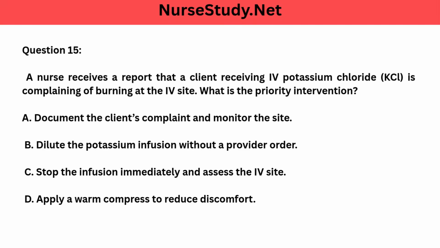Question 15. A nurse receives a report that a client receiving IV potassium chloride, KCl, is complaining of burning at the IV site. What is the priority intervention? A. Document the client's complaint and monitor the site. B. Dilute the potassium infusion without a provider order. C. Stop the infusion immediately and assess the IV site. D. Apply a warm compress to reduce discomfort.